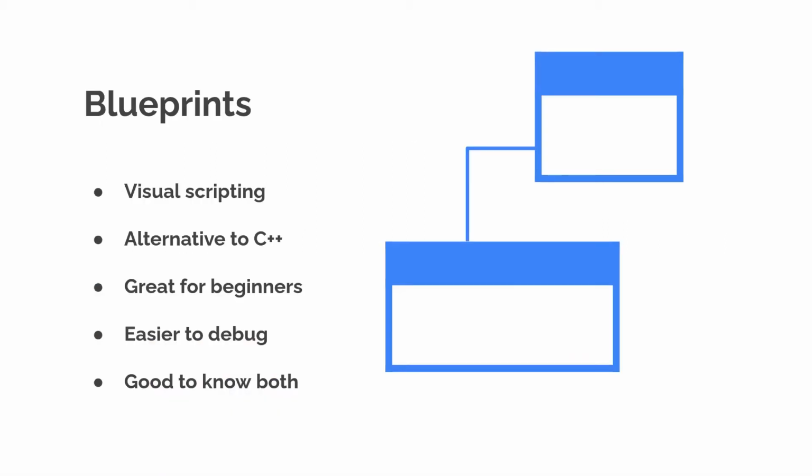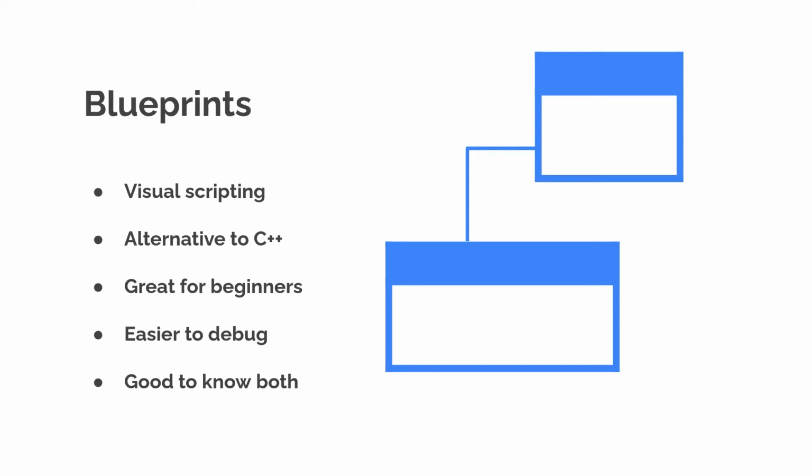As well, we're going to be using blueprints to write game functionality. Blueprints are a visual scripting language. They're an alternative to the C++ programming language. In Unreal, you can either write your game functionality with blueprints or with C++. And if you're working long-term in Unreal, it's important to know both blueprints and C++.